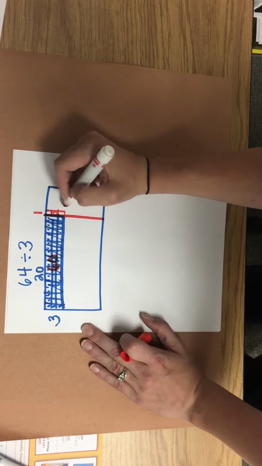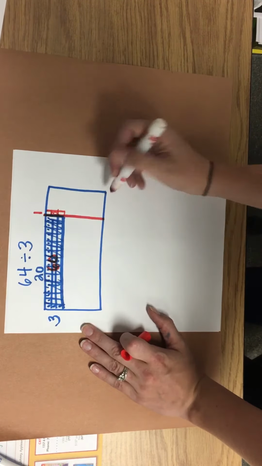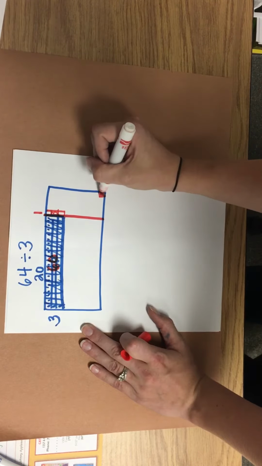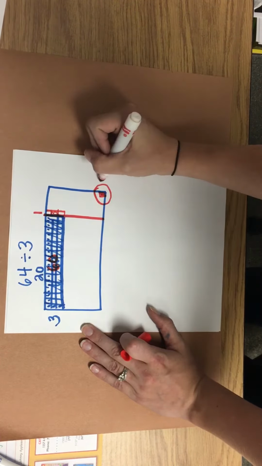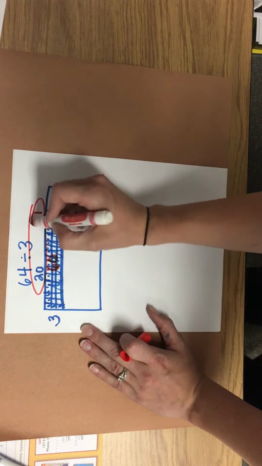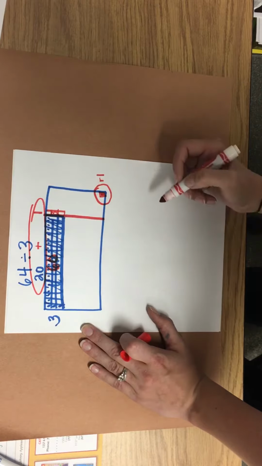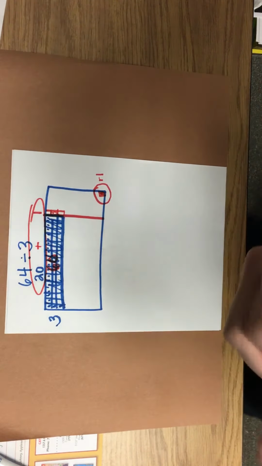Now if I add a whole another group of 3, then that's going to be too many. So since I'm at 63 and trying to get to 64, I shade 1 down here for my remainder. Okay, so this is my remainder. And my answer, my quotient, is actually up here. It's 20 plus 1.